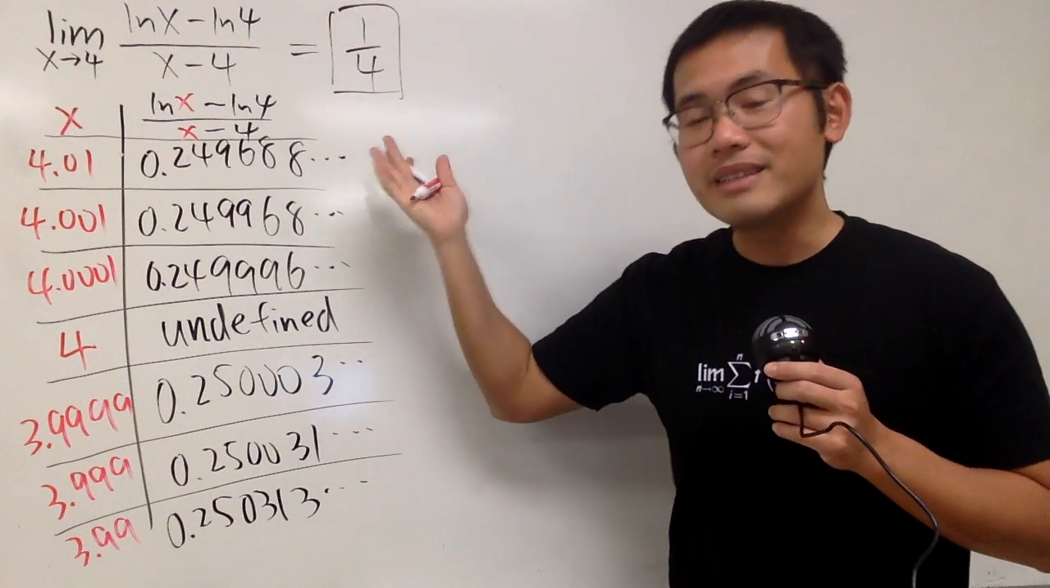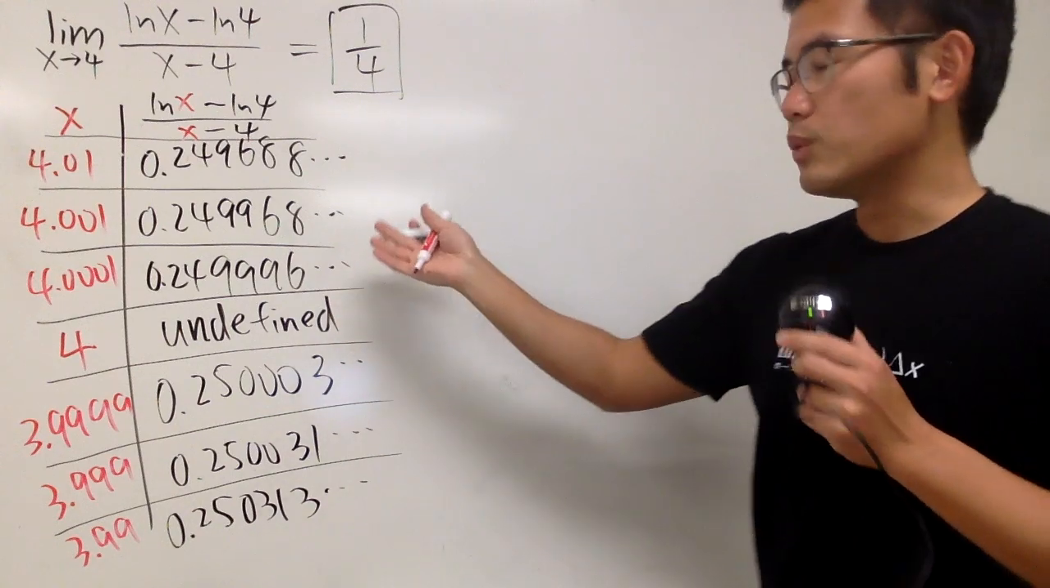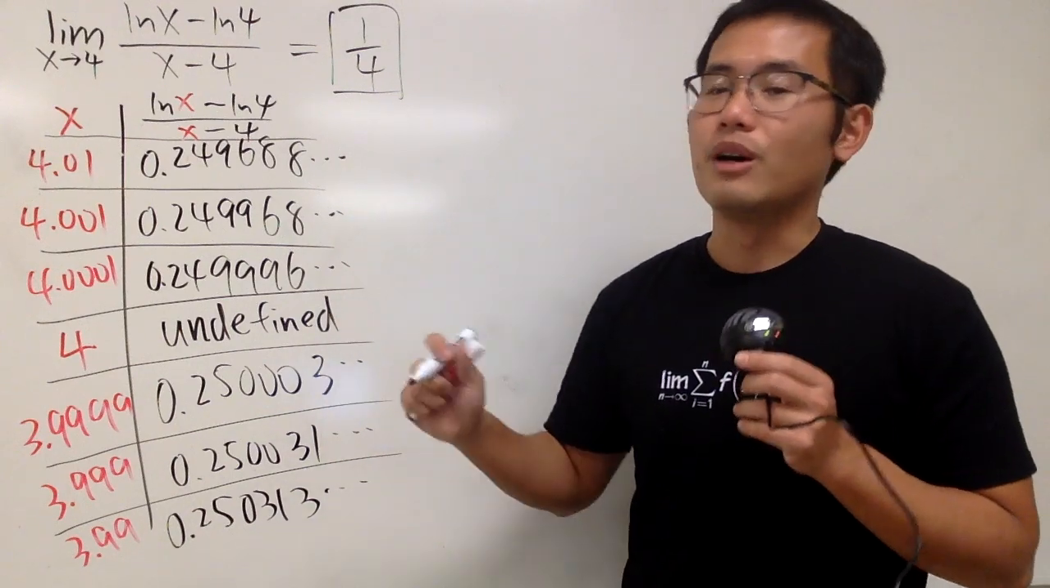Right? So that's it. That's how you can use a calculator, especially with a table of values, to get the limit of certain functions.